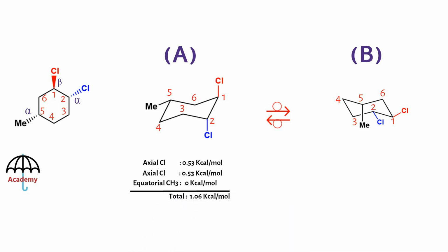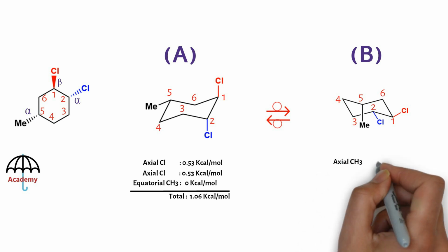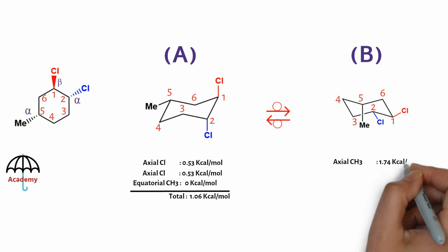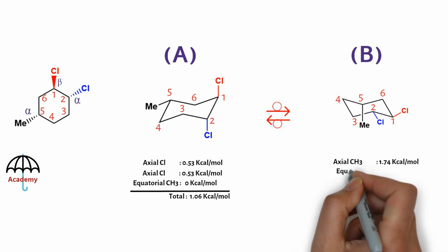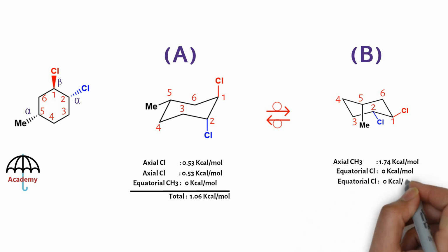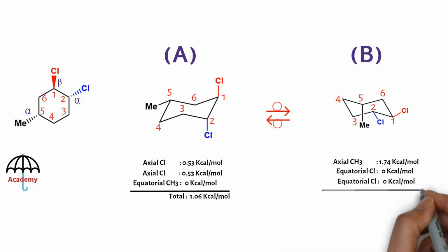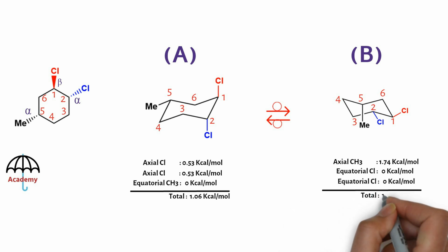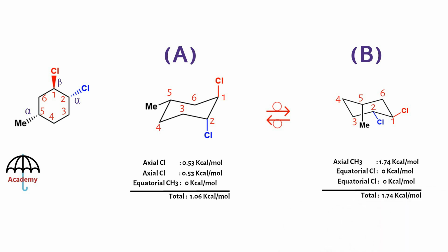In the conformer B, axial methyl contributes torsional strain of 1.74 kilocalories per mole. Both chlorines are equatorial and do not contribute anything to torsional strain. Total torsional strain in this conformer is 1.74 kilocalories per mole. Thus, based on A values, it is obvious that conformer A is more stable than conformer B, and therefore it will dominate the equilibrium. Consider this third molecule.